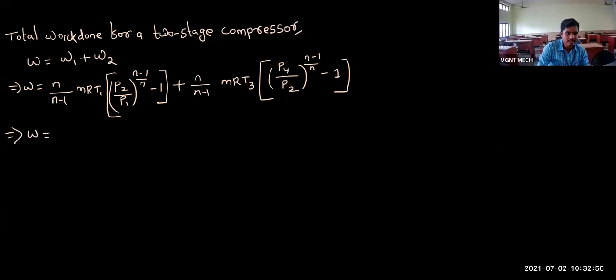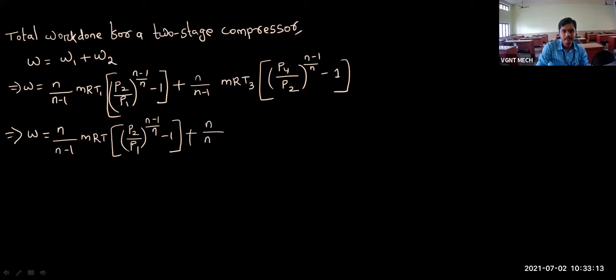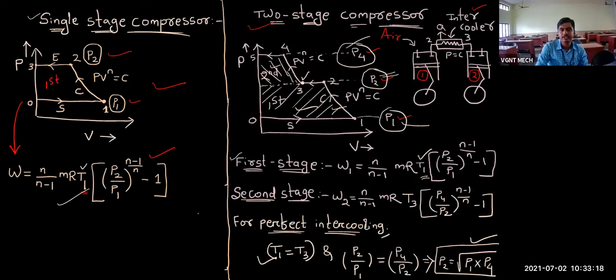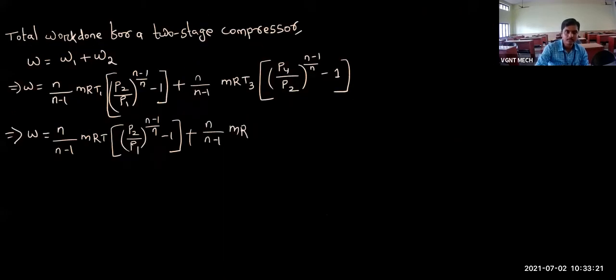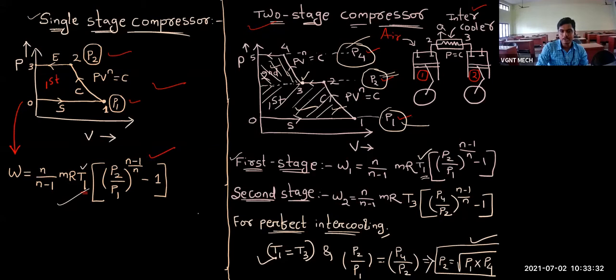So once again, we will rewrite this equation: n by n minus 1 MR T1 into P2 by P1 whole to the power n minus 1 by n minus 1, plus this one also we will write n by n minus 1 MR T3. We have already taken that for perfect intercooling T3 equals T1. So in place of T3, I can write T1 whole into P4 by P2. I have taken P4 by P2 equal to P2 by P1, equal pressure ratio.